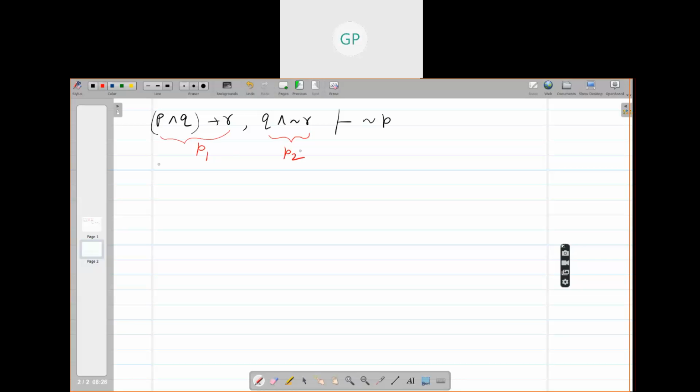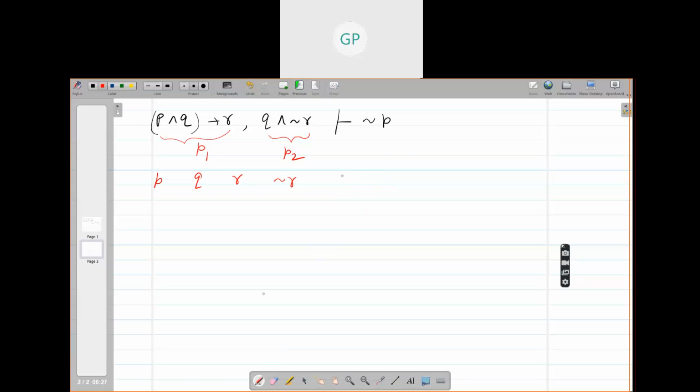How many simple statements are involved? P, Q and R. There are three simple statements. Then what else do we need? We need negation R also. Whatever you need, that you have to write. Then negation P we need. Let me write the negation P column at the end because it is our conclusion.